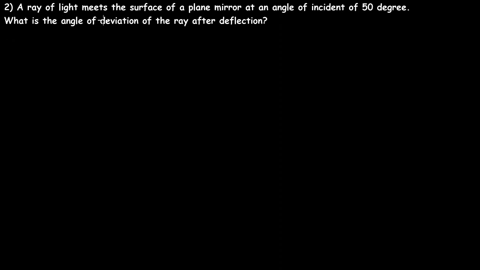A ray of light meets the surface of a plane mirror at an angle of incidence of 50 degrees. What is the angle of deviation of the ray after reflection? Well, I changed my mind. You'll be using this as an exercise, so feel free to share a solution with me via the comment section below. So what do you get as your angle of deviation?